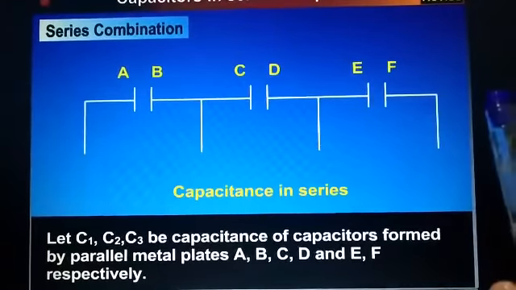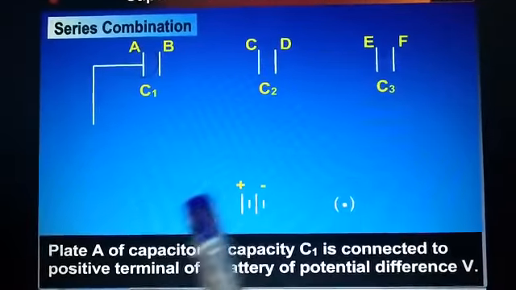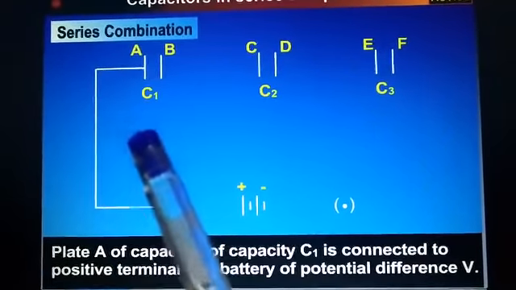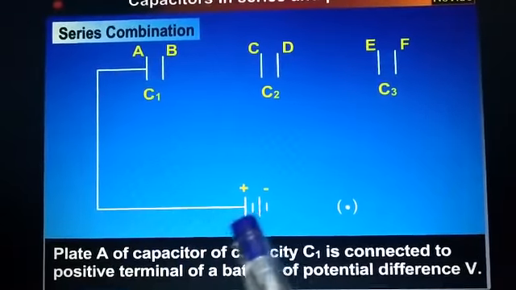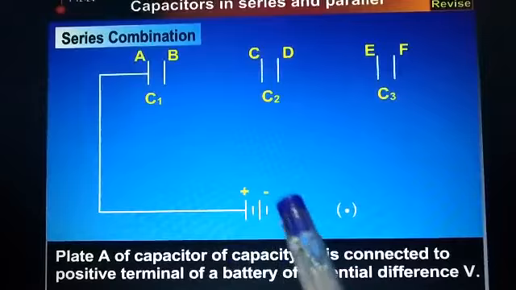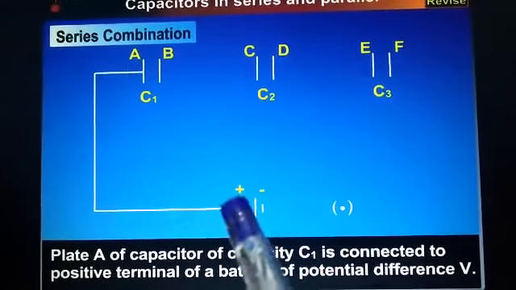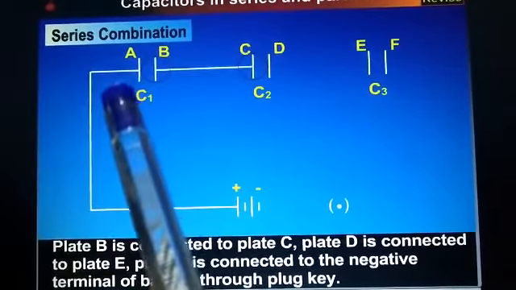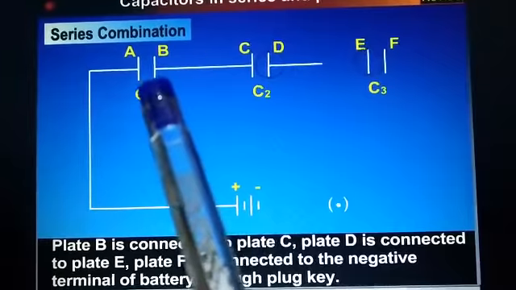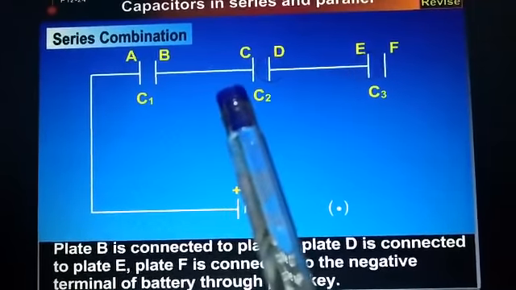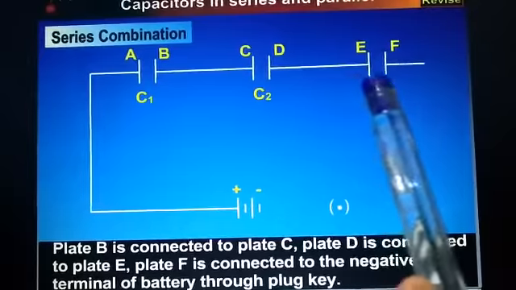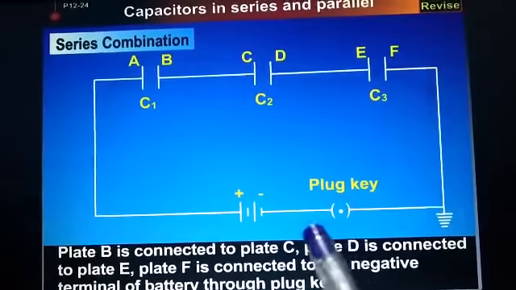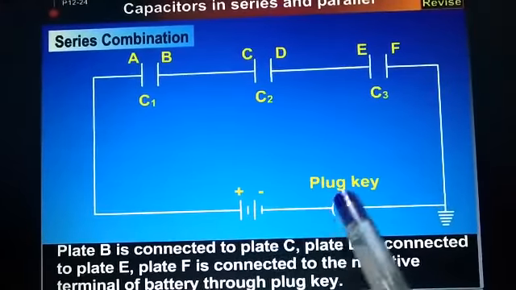Plate A of the capacitor of capacity C1 is connected to the positive terminal of a battery of potential difference V. So the plus sign denotes the positive terminal of the battery connected to plate A of C1. Then plate B is connected to plate C, plate D is connected to plate E, and plate F is connected to the negative terminal of the battery through the plug key.